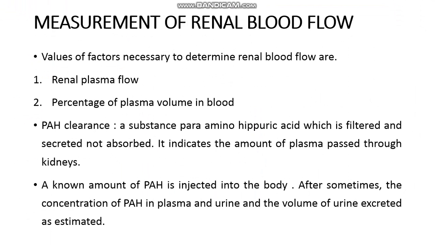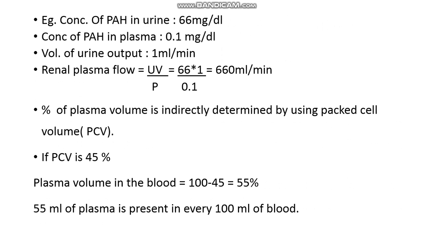Okay. Then, with a known amount of PAH, how can we perform this procedure? That is the next thing. A known, particular amount of PAH is injected into the body, and after some time we check the PAH level in our plasma, then in our urine, and the volume of urine excreted out. So based on these three indicators, that is amount of PAH in plasma, amount of PAH in urine, and volume of urine excreted out, we can calculate the renal plasma flow.